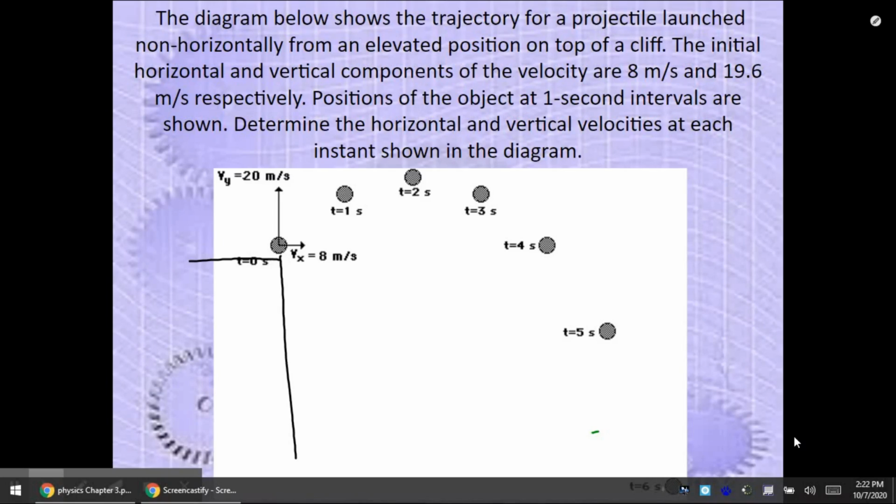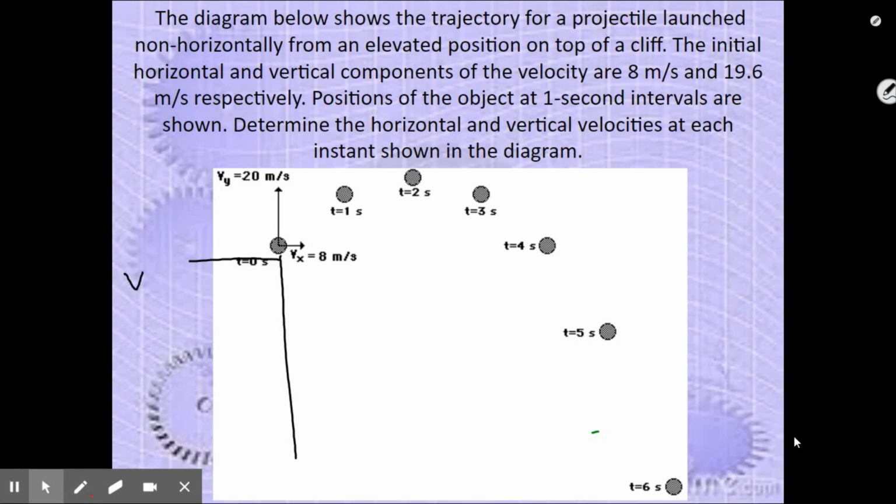The initial horizontal and vertical components of the velocity are 8 meters per second and 19.6 meters per second, respectively. So if we write that down, it's telling us that we've got velocity in the x is 8 meters per second. That's initial. And initial in the y is 19.6 meters per second.